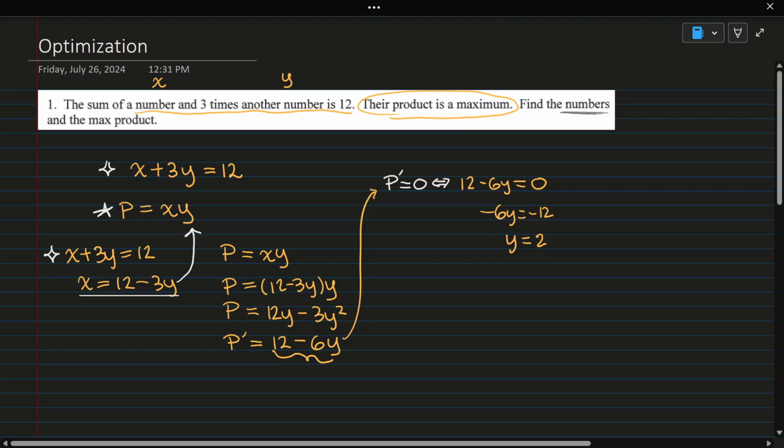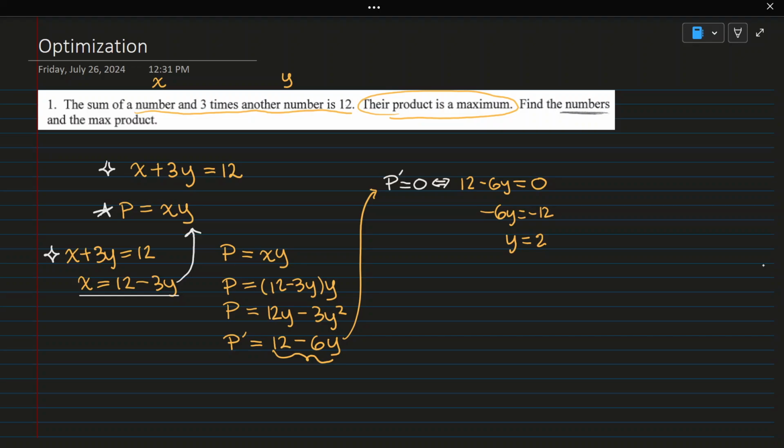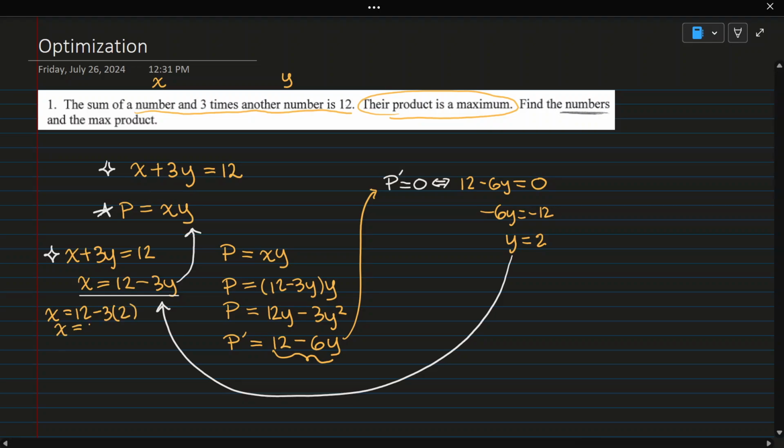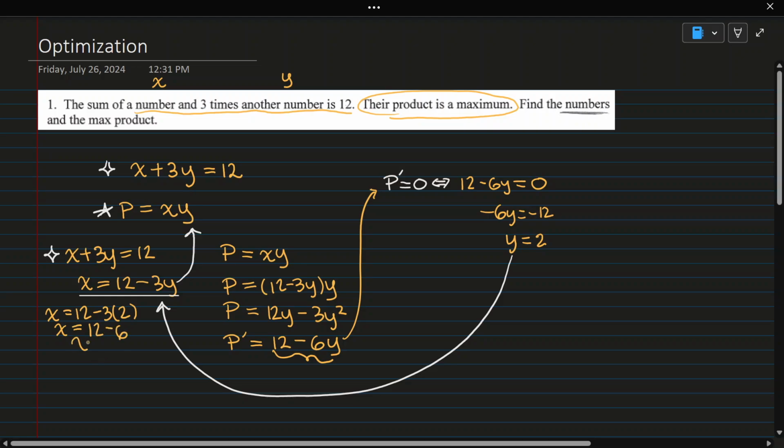Cool. So now I have y is equal to 2, and I need to solve for my other variable, which is x. So I can take this y equals 2 and plug it back in here to get x. So x is equal to 12 minus 3y. That's the same as saying x is equal to 12 minus 3 times 2. So x is equal to 12 minus 6. So x is also equal to 6.